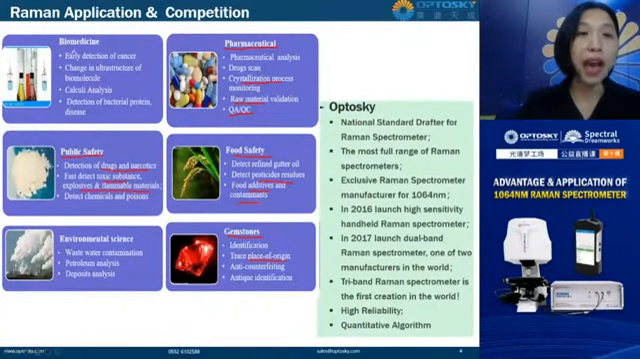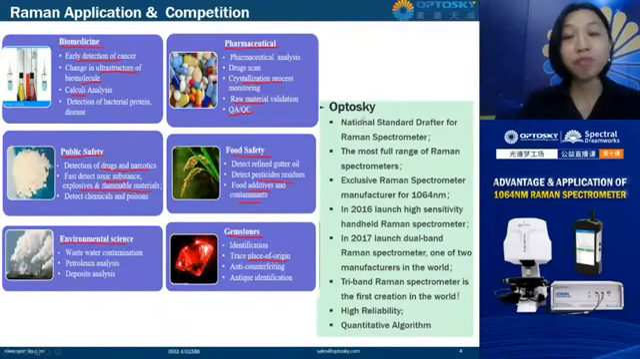Not to mention food safety, for pesticide residues, additives and contaminants. And we also have to mention biomedicine, for early detection of cancer, structural changes of biomolecules, and analysis and detection of bacteria, proteins and diseases. They are also used widely in environmental science.